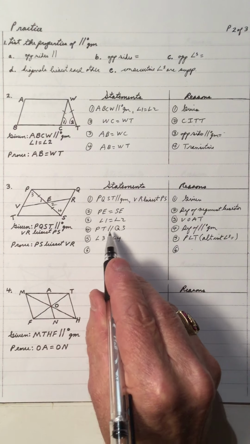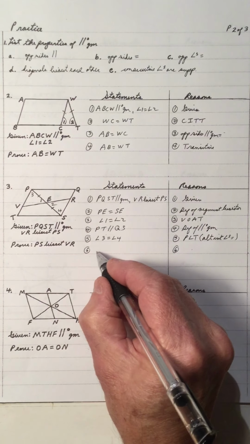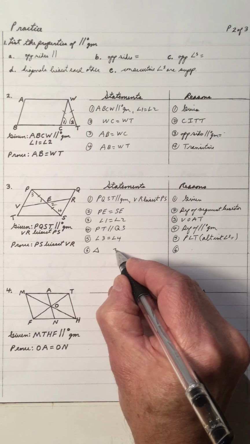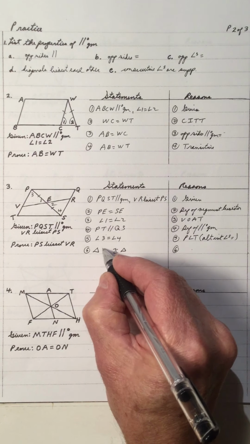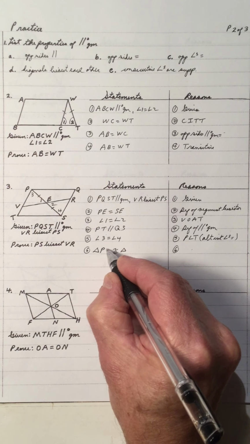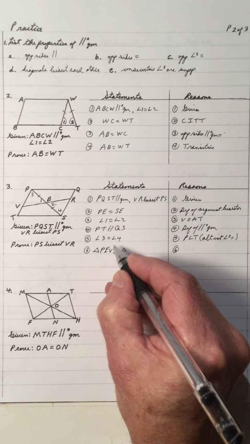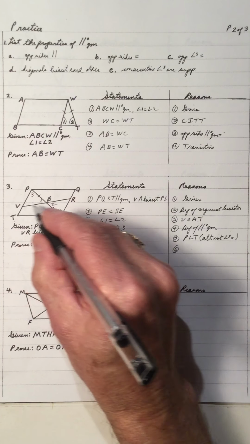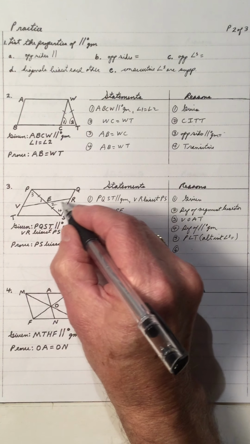And number 6, notice we have 1 equals 2. We have these two sides equal. So we have the triangles are congruent. Triangle PEV goes with SER.